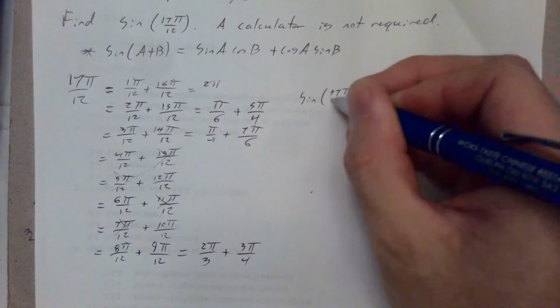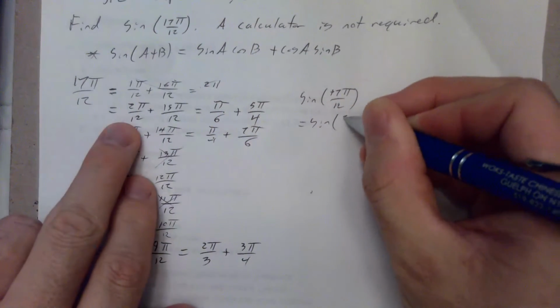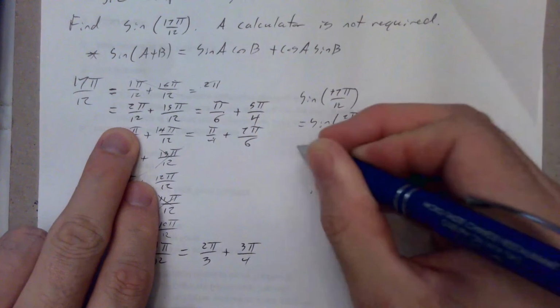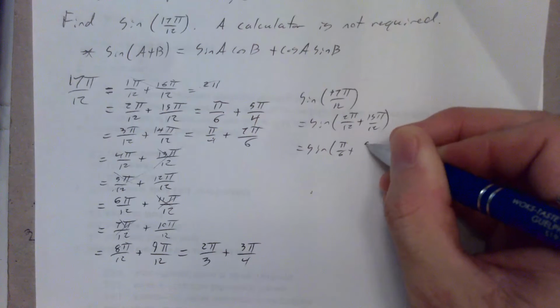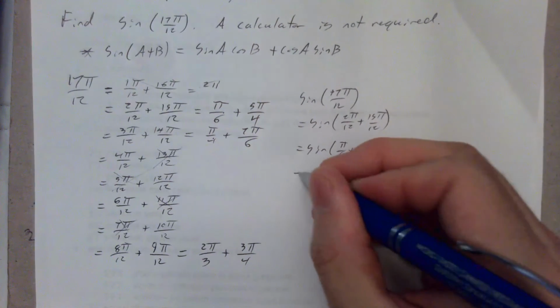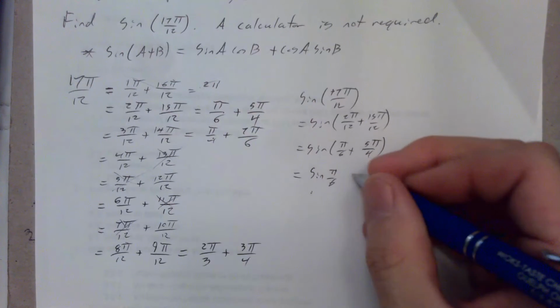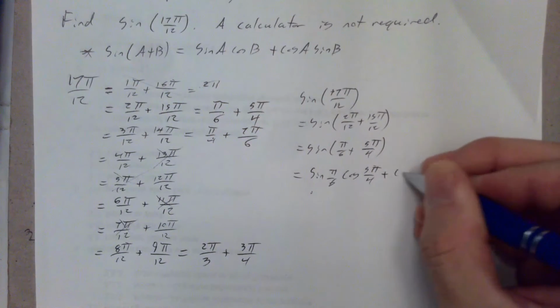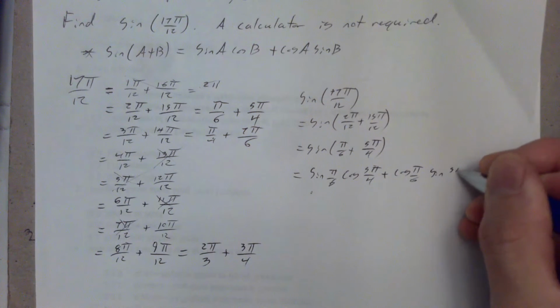17 pi by 12 as the sine of 2 pi by 12 plus 15 pi by 12, which is going to be the sine of pi by 6 plus 5 pi by 4, and then I break it down into, okay, this is going to be the sine of pi by 6 times the cosine of 5 pi by 4 plus the cosine of pi by 6 times the sine of 5 pi by 4.